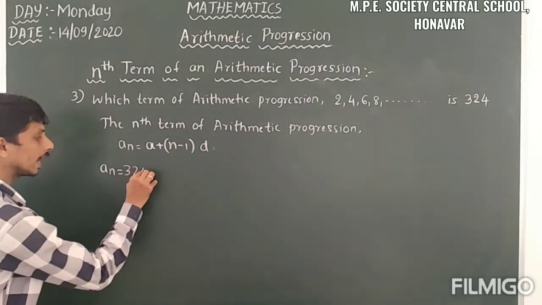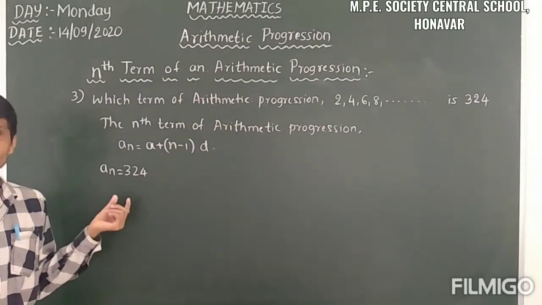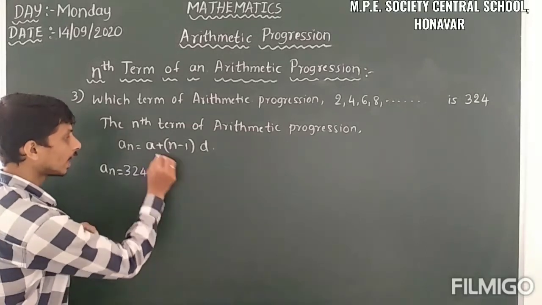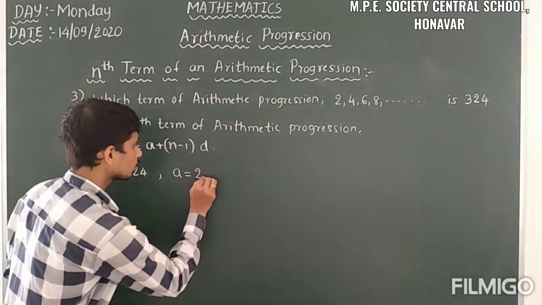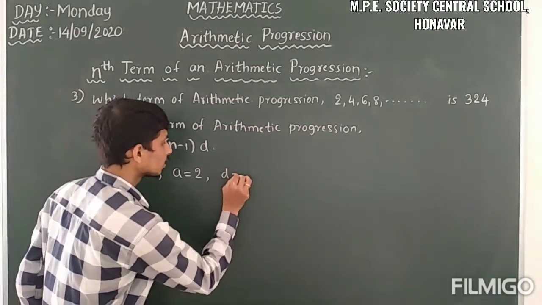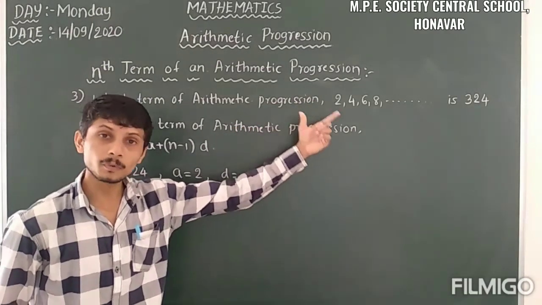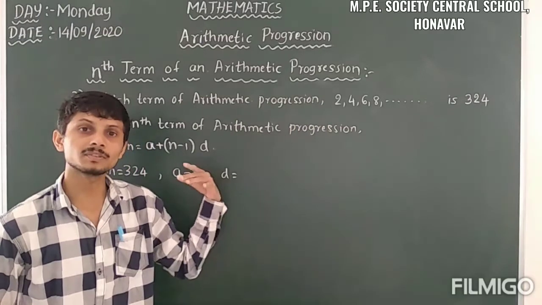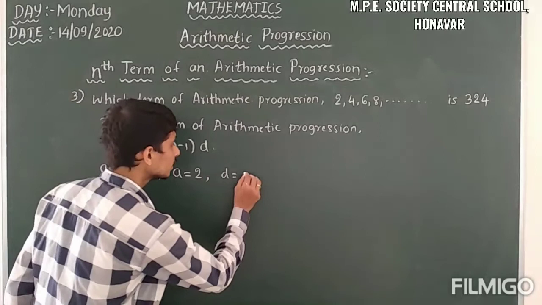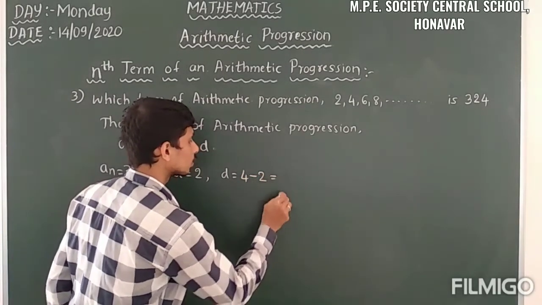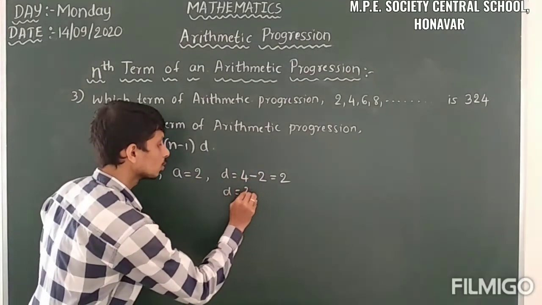We don't know about the nth term here. Which term is it? What is the value of n here? Then we have the first term, a is equal to 2. Then we have to find the common difference. In an arithmetic progression, we take the second term and the first term, that is 4 minus 2 is equal to 2. The common difference is 2 here. D is equal to 2.